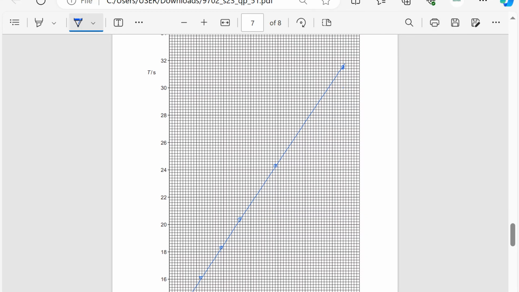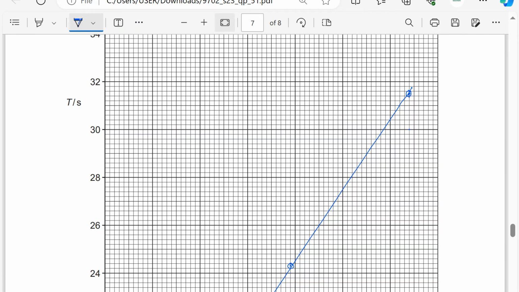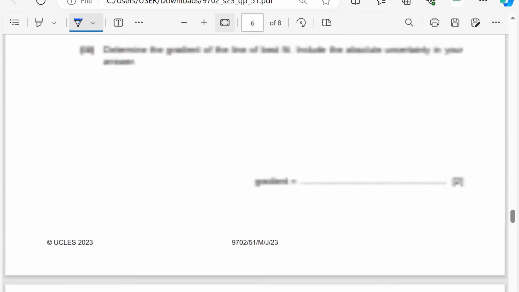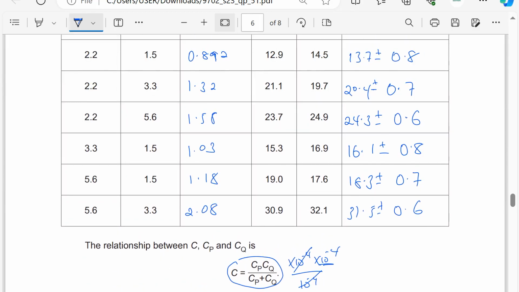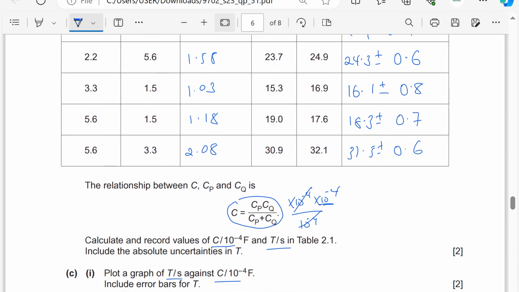I'm going to draw the error bars now. For the error bars, I can expand the graph. I will also write them on paper so that I don't keep scrolling backwards to check on them. So I have 0.8, 0.7, 0.6, 0.8, 0.7, 0.6.